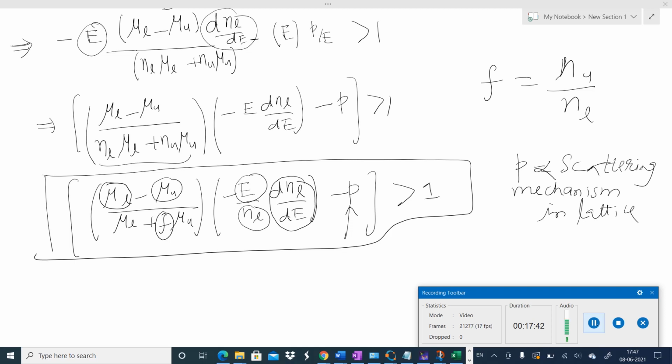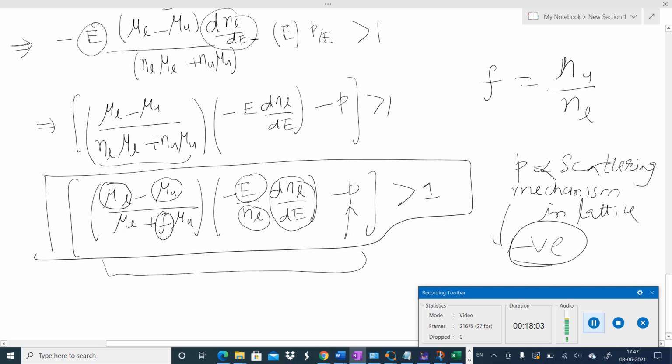Is there any scattering of electrons when they are getting accelerated? That scattering mechanism will definitely affect the conductivity of electrons and the variation of conductivity with electric field. So P depends upon the scattering mechanism, and preferably it must be negative. You can see the structure of this equation. This P must be negative and large.